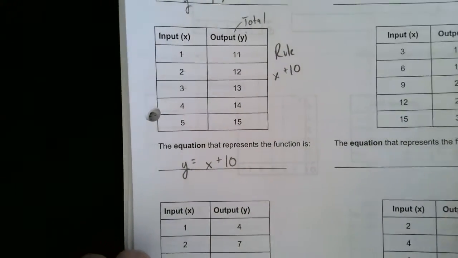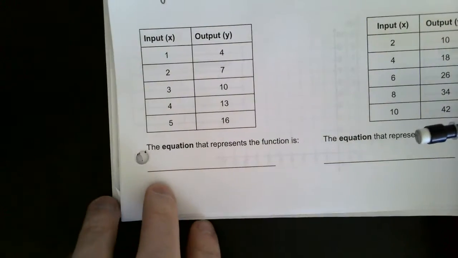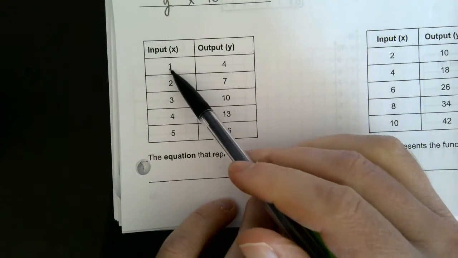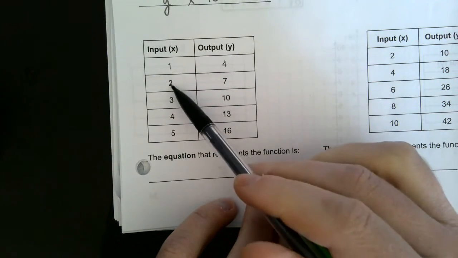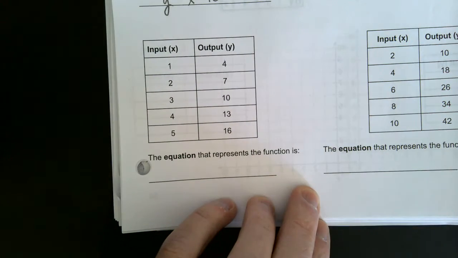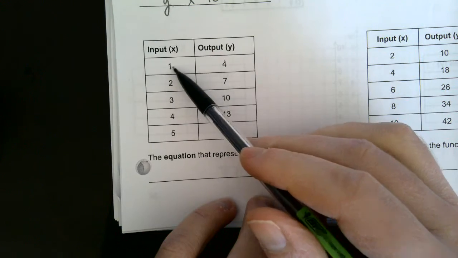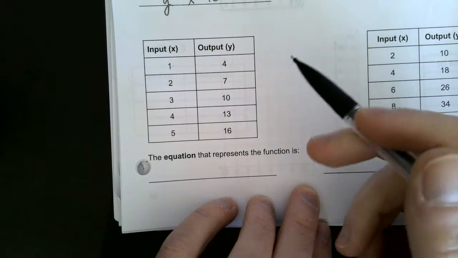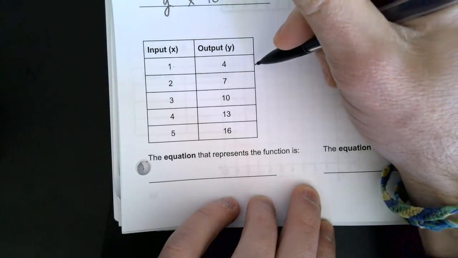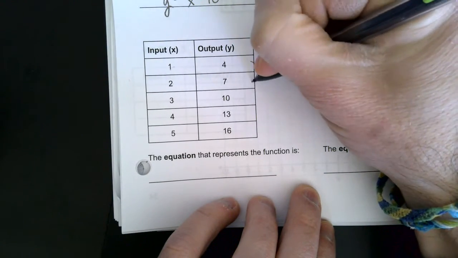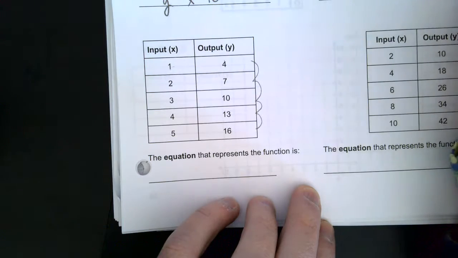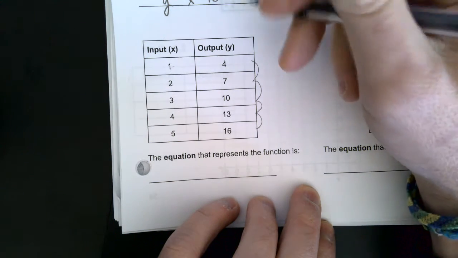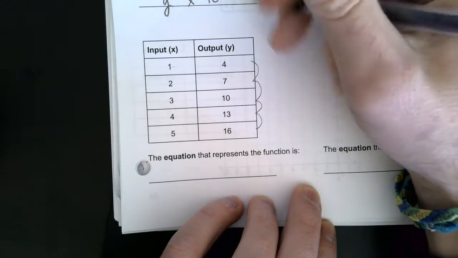All right, let's see about this next one here. First, we'll try adding. 1 plus 3 is 4, but 2 plus 3 is not 7. Or we can multiply. 1 times 4 is 4. 2 times 4 is 8. So this is probably a two-step one because adding and multiplying doesn't work for one number. Let's see what these go up by. That's going to go up by 3. So that means we're going to multiply by 3.